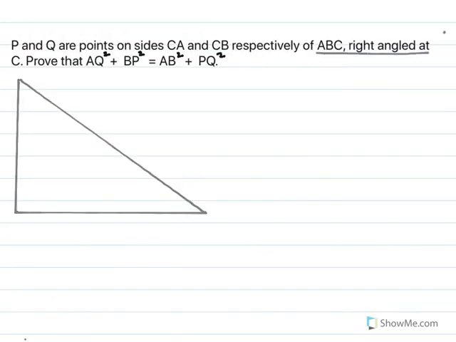So here in the sum we have a triangle ABC, right angled at C. So this is C, which is a right angle, 90 degrees. And we'll write here ACB. P and Q are points on CA and CB. That means P is on CA, so we put P here. And Q is out here. We'll now join PB and AQ.